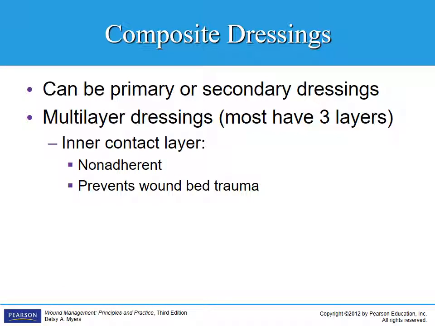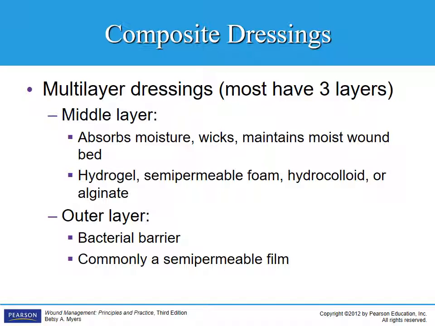Composite dressings, we talked about a little bit. Most have 3 layers, and can be a primary or a secondary dressing. The inner contact layer is not adherent, and it prevents trauma to the wound bed, so it will not adhere to the wound bed. The middle layer wicks moisture. It is generally a hydrogel, a semi-permeable foam, a colloid, or an alginate, and the outer layer is a barrier, and it usually is a semi-permeable film on the outside of it.